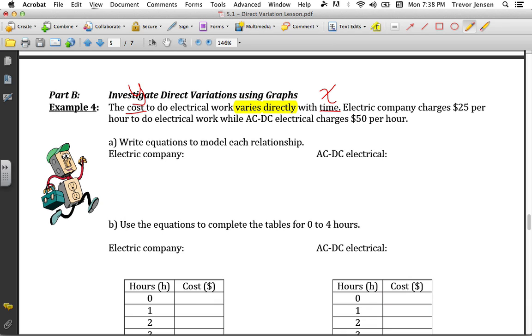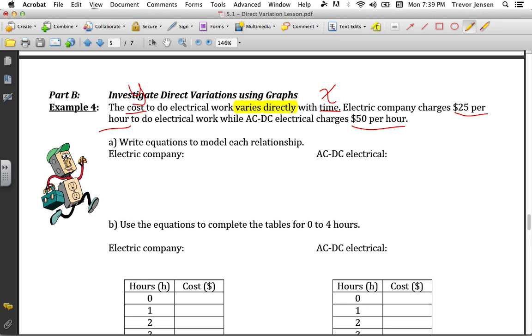Electric company charges $25 per hour. So it's given us a rate of change right there. It's given us our constant of variation for that company. And then it gives us another company, AC/DC Electrical, which charges $50 per hour. There's another rate of change. So it's given us two rates of change for two different companies: $25 per hour for our electric company, $50 per hour for AC/DC Electrical.